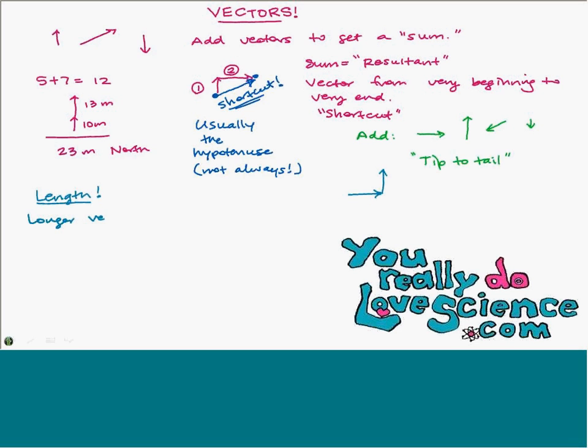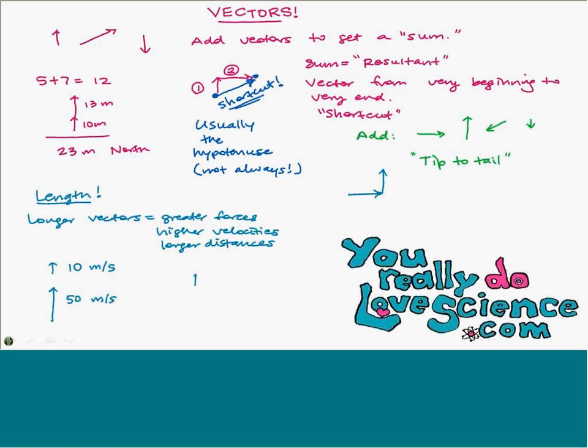Longer vectors, greater forces or velocities, or longer distances, for example, right? So, for example, this might be 10 meters per second. This one might be 50 meters per second. So you have to draw the arrow proportional to the number it represents, like the speed or the distance.